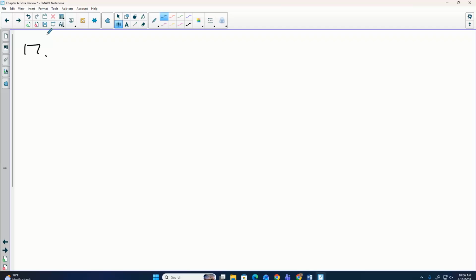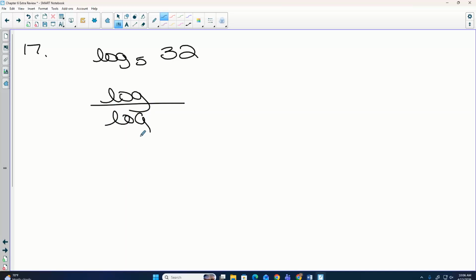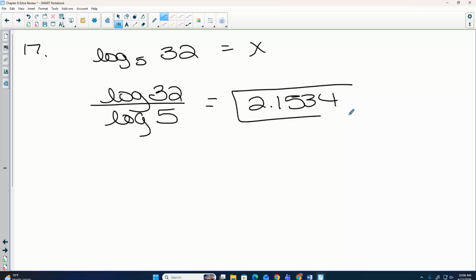Problem 17. I said you must show work on the test. If you don't show work, you get no points on this question. The change of base formula, that's just log over log. But you do log of the big number divided by log of the small number. Okay? If you forget, you could always set it equal to x and solve it like that. Then when I type this in, just make sure you close your parentheses after your logs. So we get 2.1534. So you have to have that one.